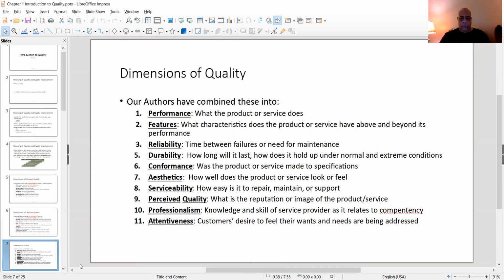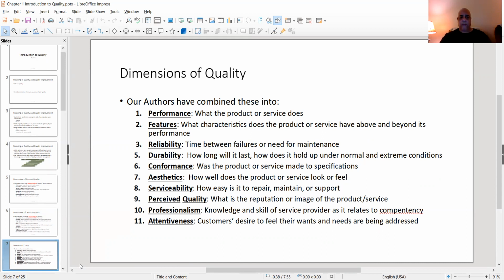Now, again, the book has the authors, they have combined the dimensions of quality into these 11 different functions: performance, features, reliability, durability, conformance, aesthetics, serviceability, perceived quality, professionalism, and attentiveness.